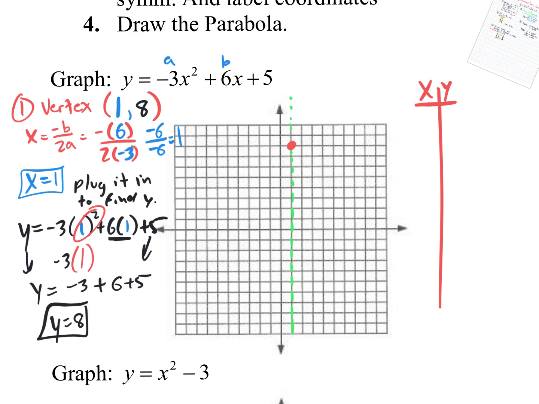It's a green dotted line. That's my axis of symmetry. Not only that, if I wanted the equation of this axis of symmetry, it would be x equals the x value of our vertex. And what's the x value of our vertex? 1. So that would simply be the equation x equals 1.